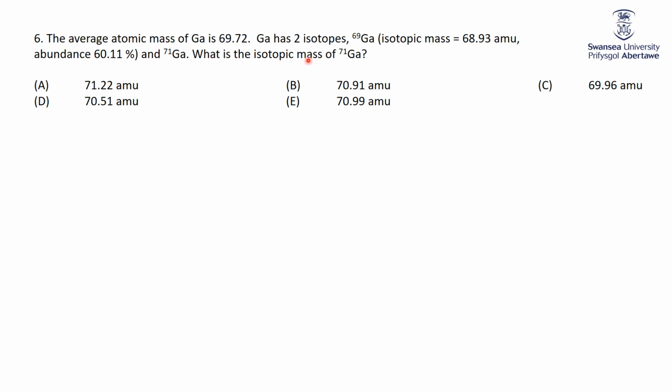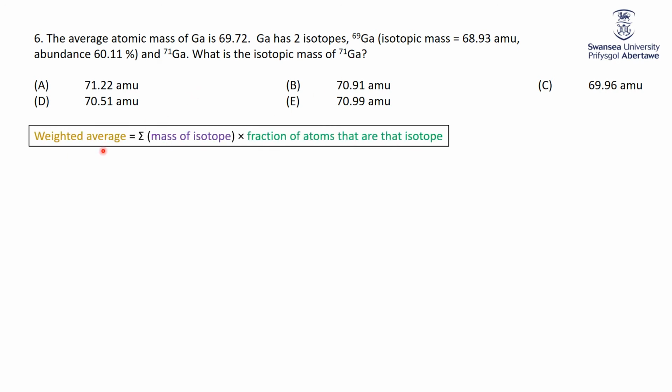And we're asked for the isotopic mass of 71. So we know, of course, the general formula, that weighted average, that atomic mass, is where we take for each isotope the mass times the fraction and add them up. Let's see what we know. We know for isotope 1, which is gallium-69, we know its mass, 68.93. We know its abundance is 60.11.